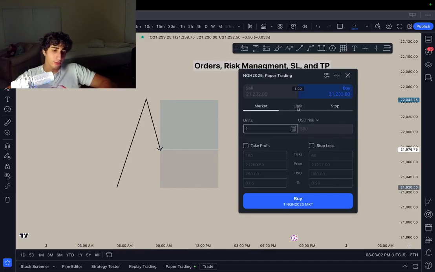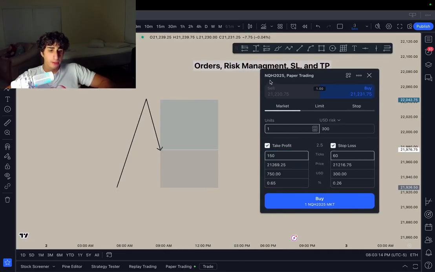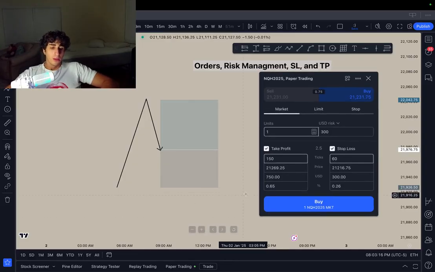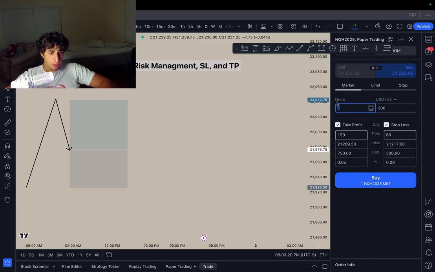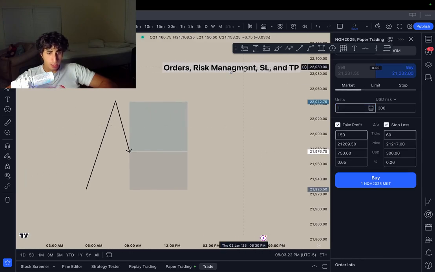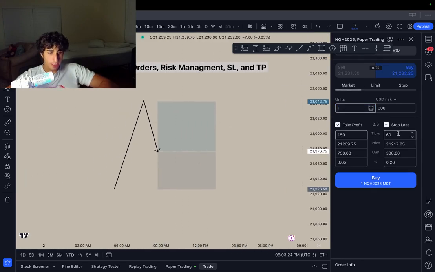And there's a bunch of different orders, right? And you can have units, which is how many units you want to go in for. And as you can see here, we have a take profit and a stop loss. All right, so let's say I want to go in for 1 unit. So for orders, this is just what an order looks like. We can dock this to the right for now. And we have take profit and stop loss.